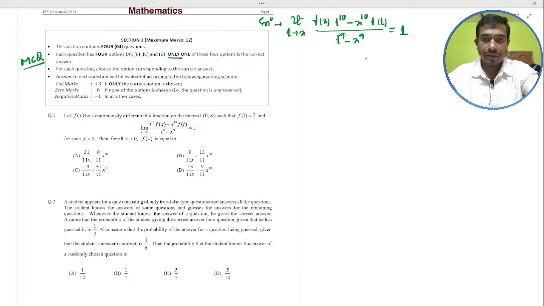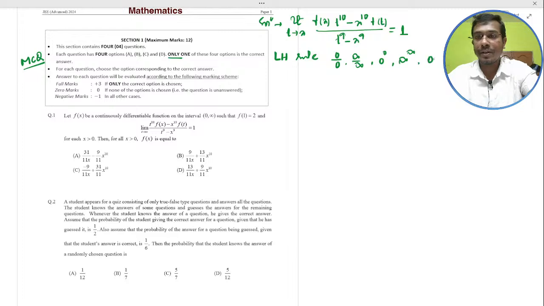Now use the L'Hospital rule. The L'Hospital rule is basically for the 0 by 0 form, infinity by infinity form, 0 to the power 0, infinity to the power infinity, 0 cross infinity, infinity minus infinity. Here, this is the 0 by 0 form, so the L'Hospital rule tells us to differentiate the numerator and the denominator both.